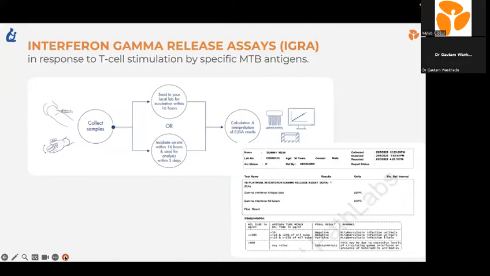We incubate this blood in a laboratory, and then we look for the release of interferon gamma. Based on that, we find out what the readings are. So it is a good, well-established test, but it has certain shortcomings because it requires, number one, a specialized laboratory. It requires specialized instruments and is a much more difficult test to carry out.